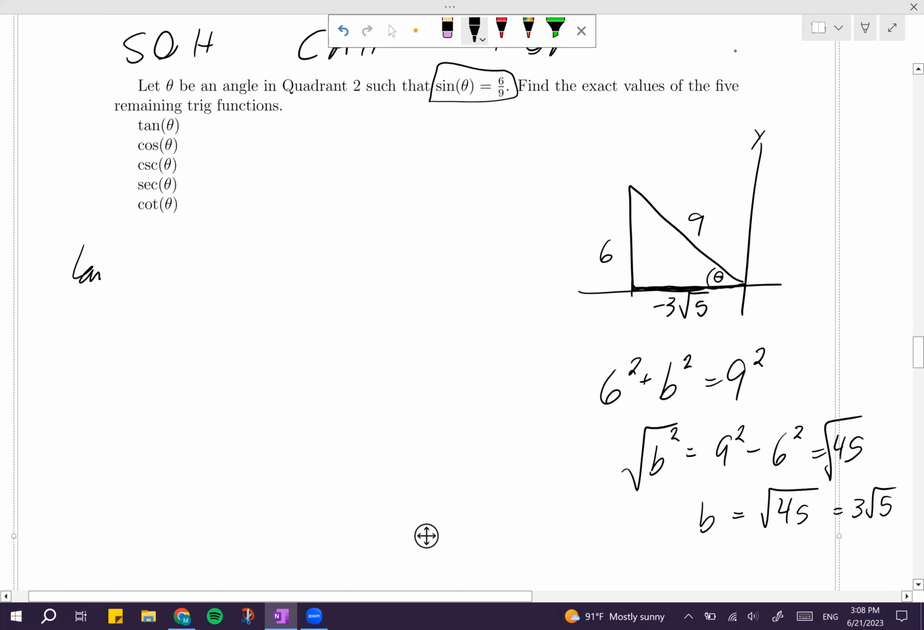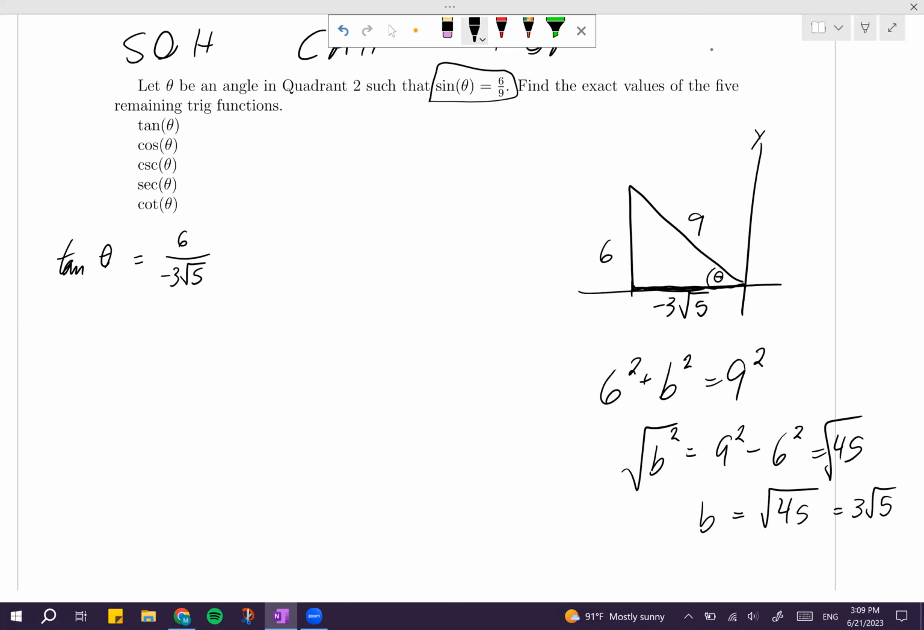So tangent of theta is equal to opposite 6 over adjacent -3 times the square root of 5, which I can reduce as 2 over negative square root of 5. I can multiply by negative square root of 5 over negative square root of 5, and I'm going to get -2 times the square root of 5 over 5. This would be my final answer for tangent of theta.